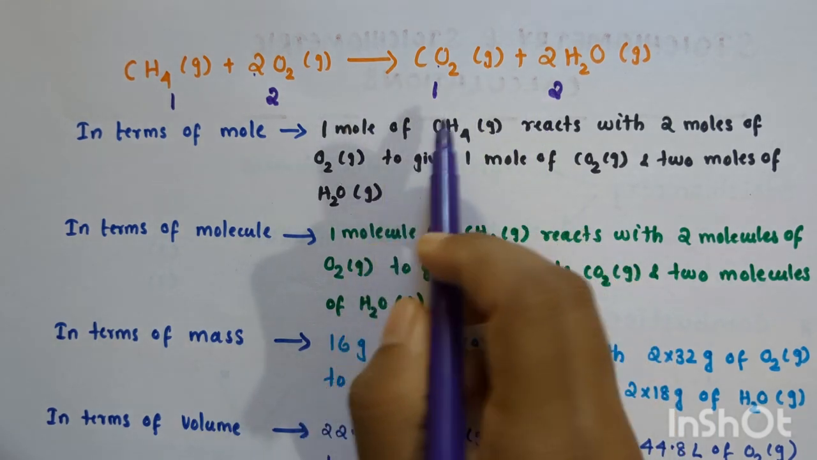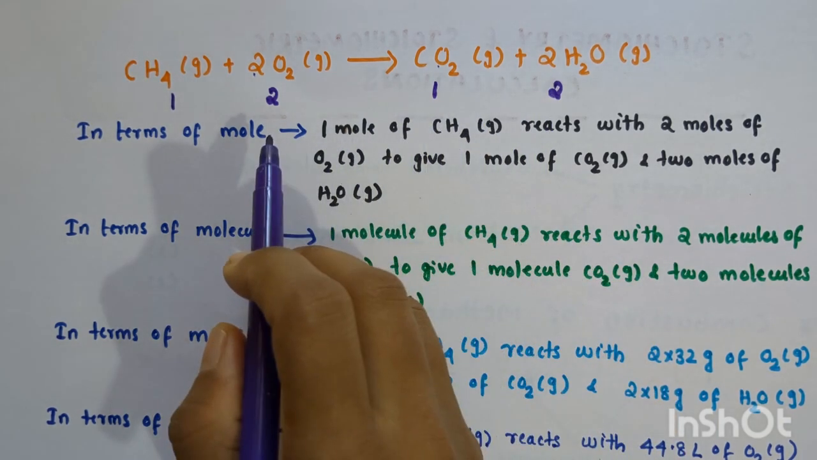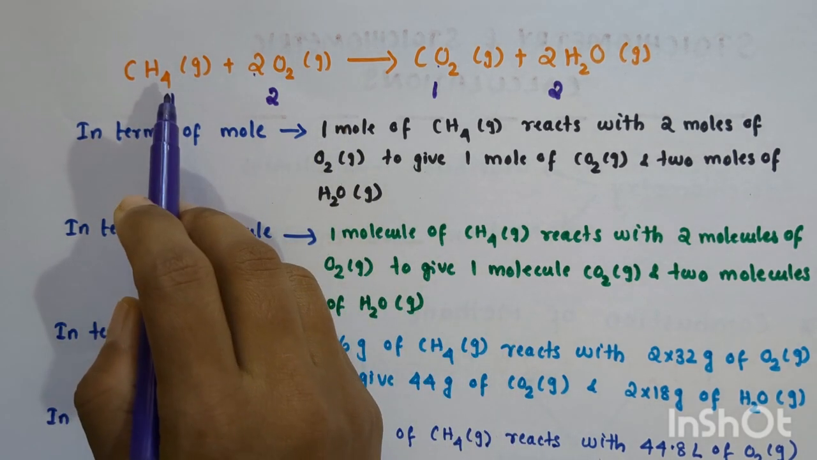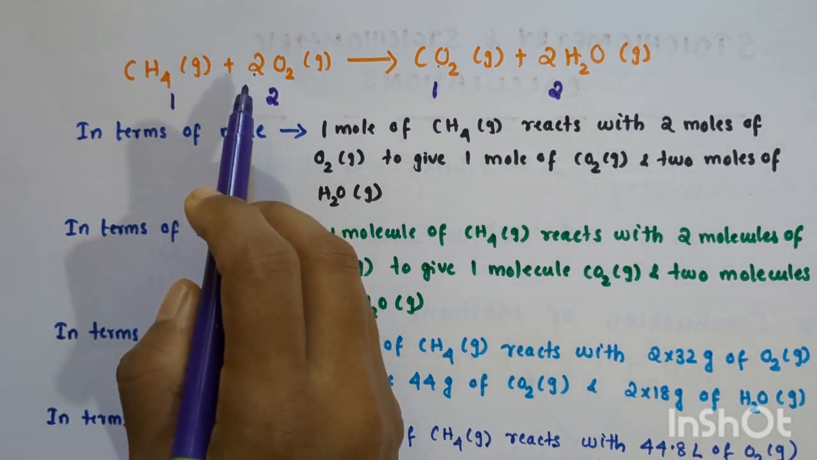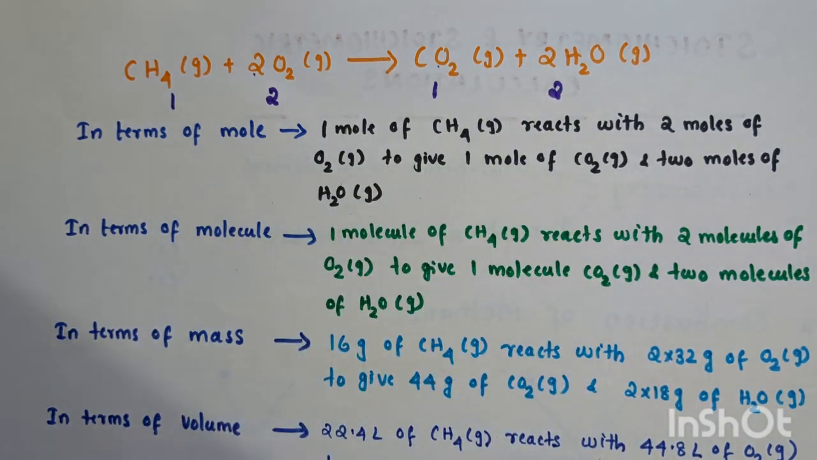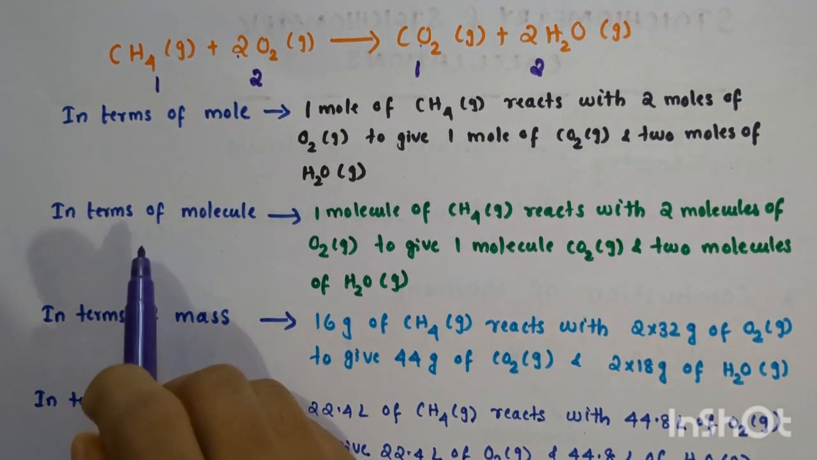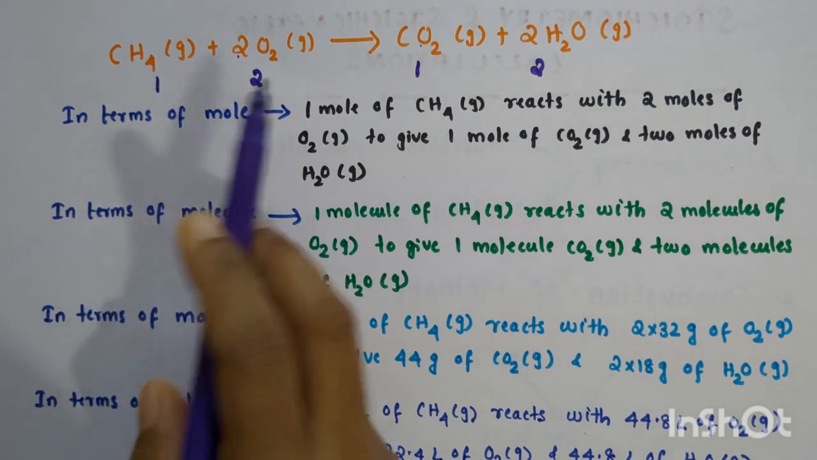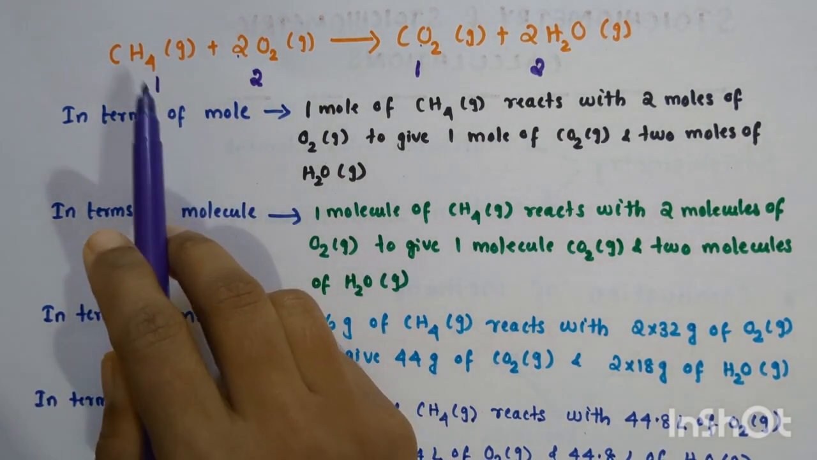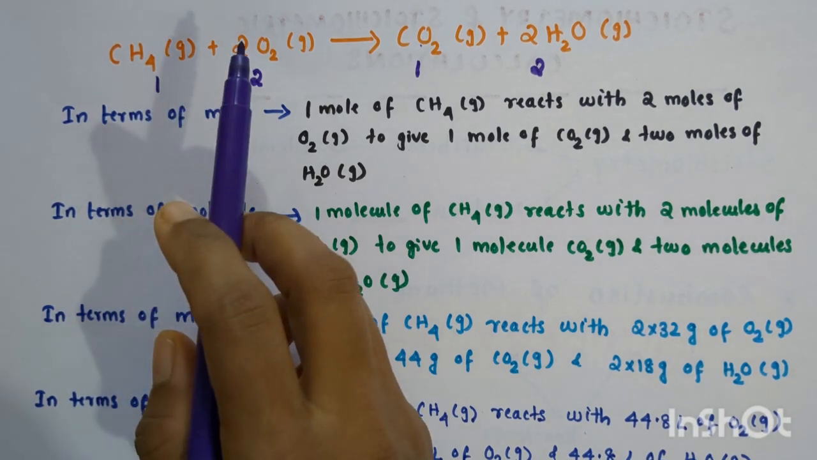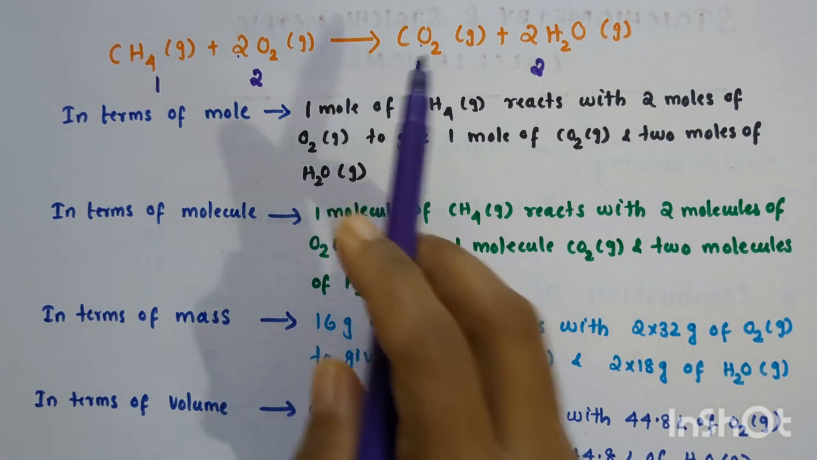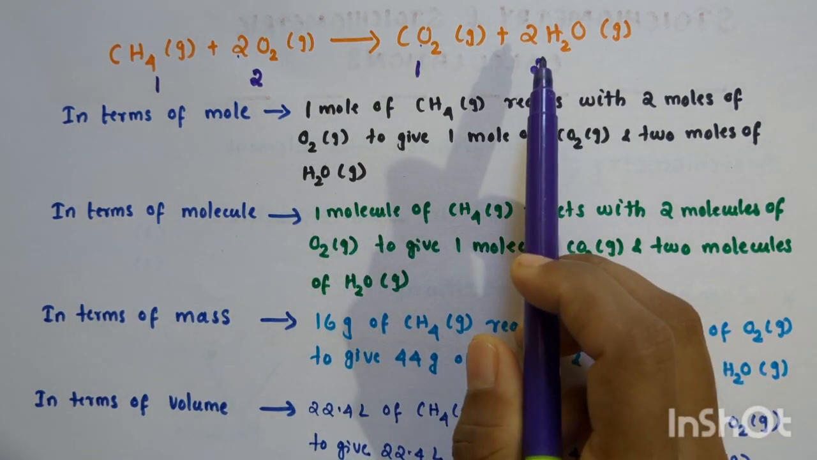So these are the stoichiometric coefficients. By using them, in terms of moles, we can say that 1 mole of methane reacts with 2 moles of oxygen to give 1 mole of carbon dioxide and 2 moles of water. Now, from the same equation, from the same stoichiometric coefficients, in terms of molecules, we can say that 1 molecule of CH4 reacts with 2 molecules of oxygen to give 1 molecule of carbon dioxide and 2 molecules of water.